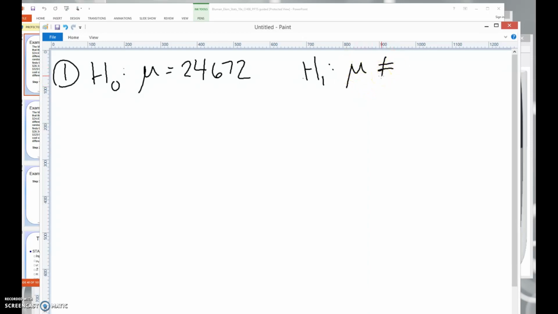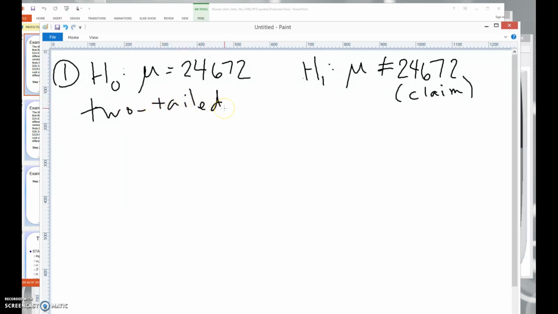So it's not saying is it greater than or less than, but it's not the same. So we're not going to use the greater than or equal to in this case, but rather the does not equal to. With that being said, we're looking at a two-tailed test. A two-tailed test would then cause you to look at that critical value just a little bit differently.